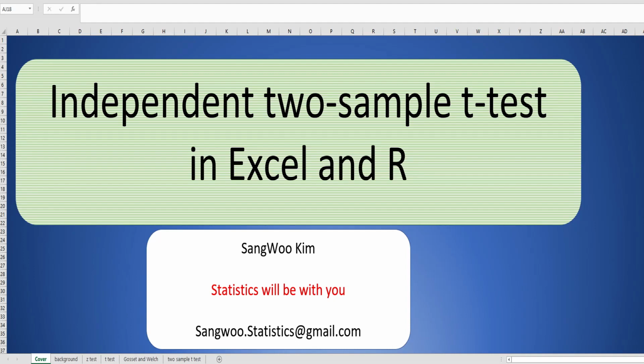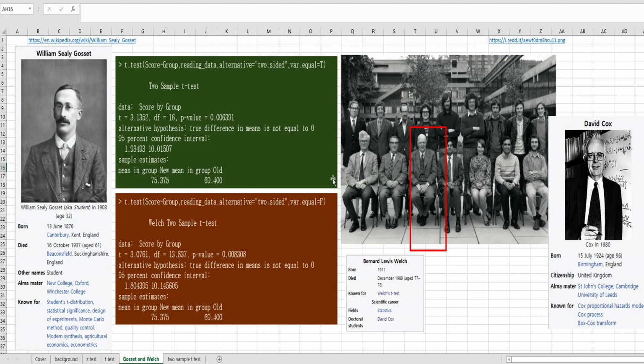In this video, I would like to show you how to do an independent two-sample t-test based on the variance equality test output. In our program, we can do a t-test by using the t.test function. If you specify the var.equal option as true, we get Student's t-test output. And if you specify it as false, we get the Welch two-sample t-test output.